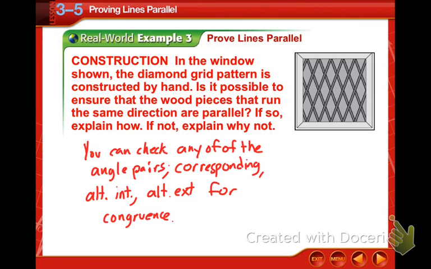So if any of these three pairs, we have some corresponding angles, we have alternate interior or alternate exterior angles congruent, that means that the lines that make those are parallel, and we can just check that several times throughout this, and we should be able to do that pretty easily. Just using a protractor.